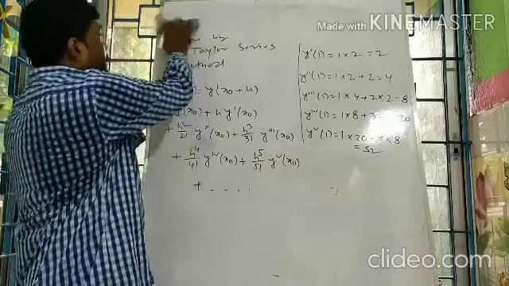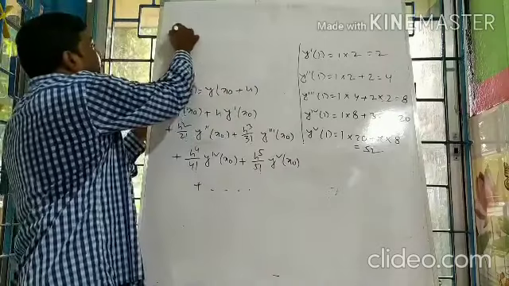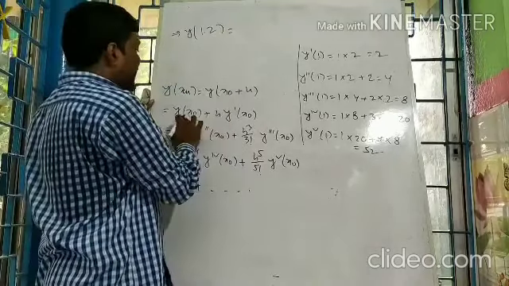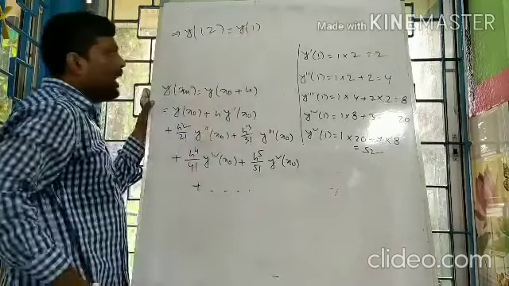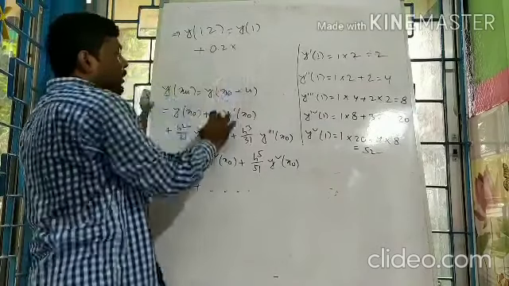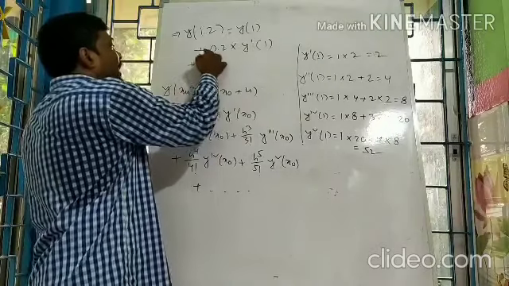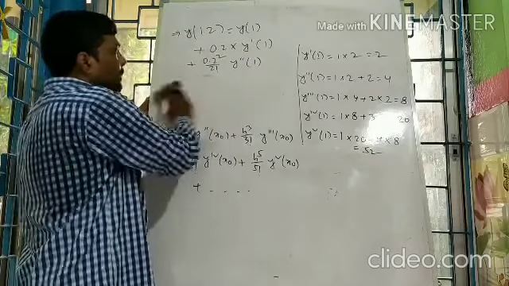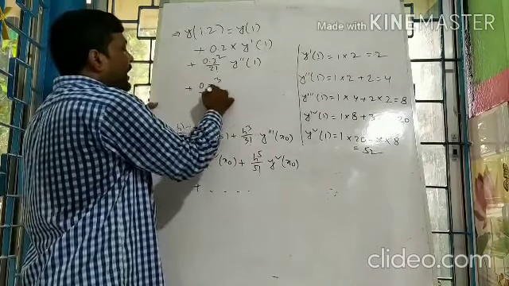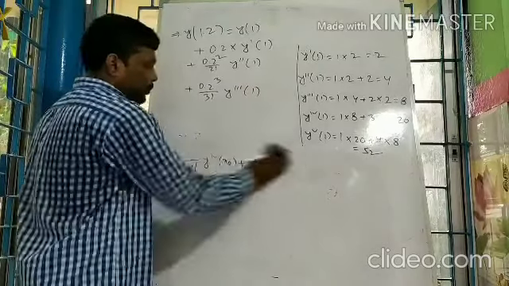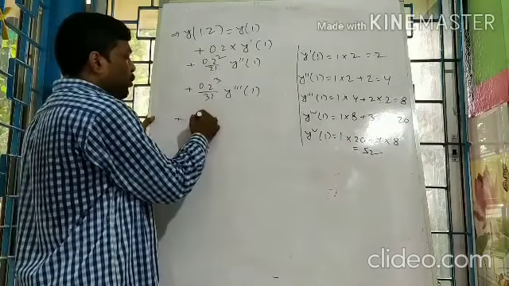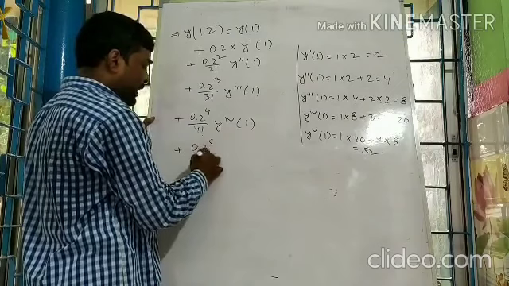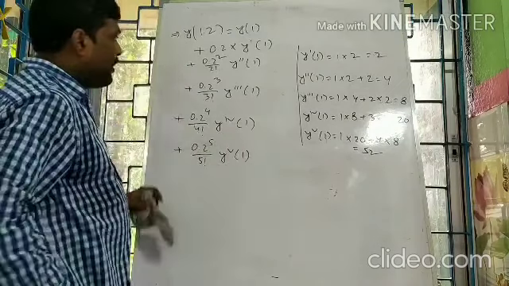Okay. So y of xn is what? xn is 1.2. y of 1.2 equals y of x0, where x0 is 1, plus h, which is 0.2, into y dash 1, plus 0.2 square by 2 factorial y double dash 1, plus 0.2 cube by 3 factorial y triple dash 1, plus 0.2 to the power 4 by 4 factorial y4 1, plus 0.2 to the power 5 by 5 factorial y5 1. We are neglecting the higher order terms from h to the power 6 onwards.